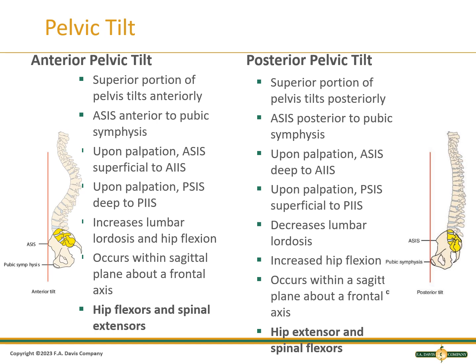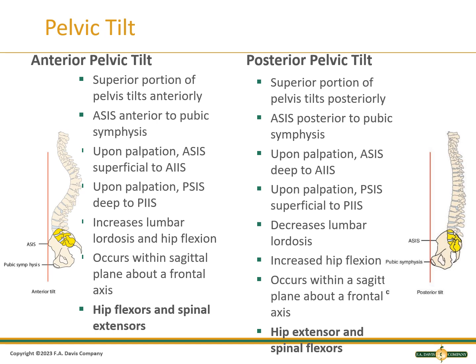those muscles. Comparing that to a posterior pelvic tilt, this is where the superior portion of the pelvis tilts posteriorly. So again, if we imagine our pelvis as a bowl, this is where we would be pouring water out of the backside of that bowl. We have the ASIS posterior to the pubic symphysis. On palpation, we would have the ASIS deep to the AIIS and the PSIS superficial to the PIIS. And again, this is just because of the way that the pelvis is rotated.